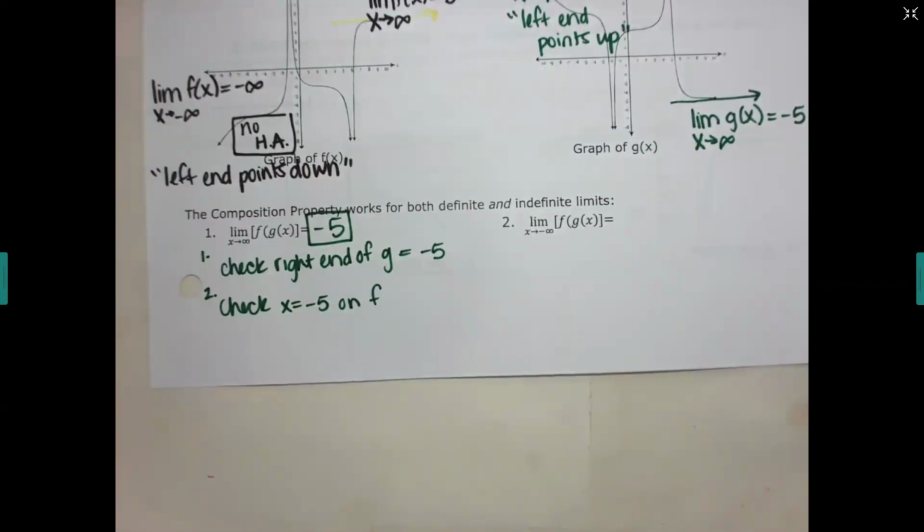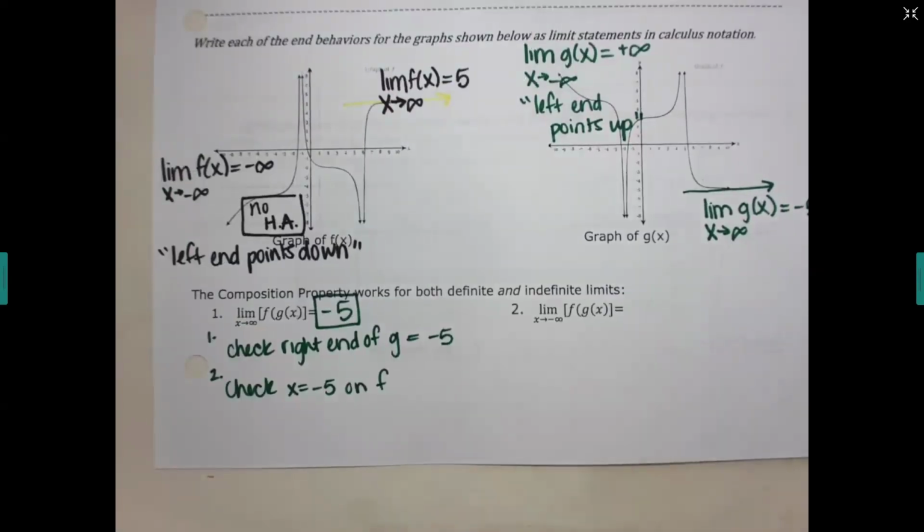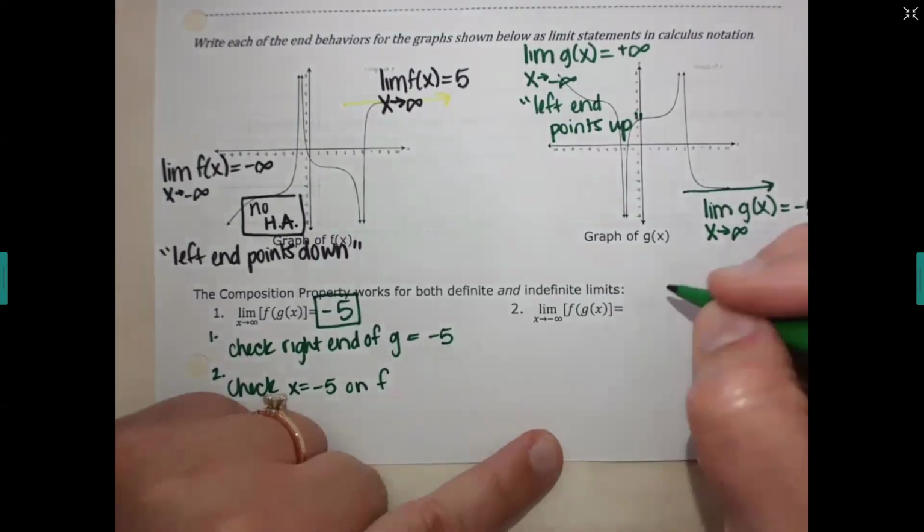Now, for the second question, same two graphs. I'm doing X approach -infinity on G. Which end am I looking at? Left. Very good. And what is the left end approaching on the graph of G? Positive infinity. Then that becomes my X on F. So if I'm going to positive infinity on F, which end am I looking at? And what is the right side going to? 5. Very good.